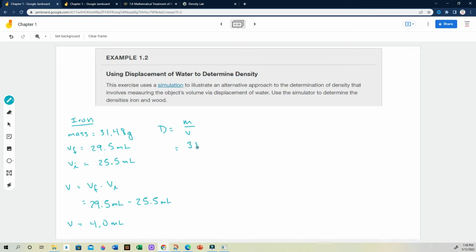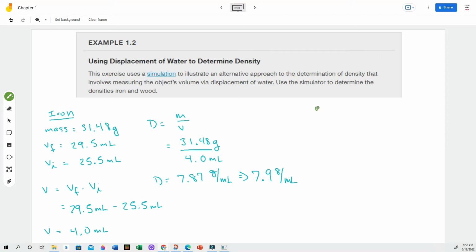Now I can plug into my density. Again, my mass is 31.48 grams. My volume is 4.0 milliliters. So the density of iron is 7.87 grams per milliliter. So my final answer should actually only have 2 sig figs. So my final density should be 7.9 grams per milliliter. Let's do the same thing for our wood.